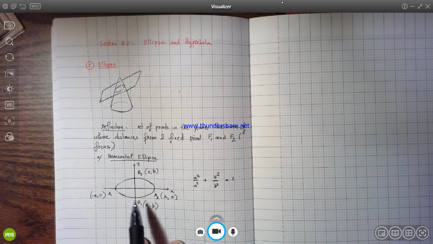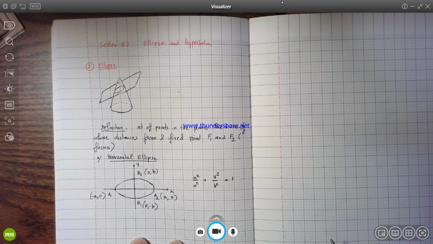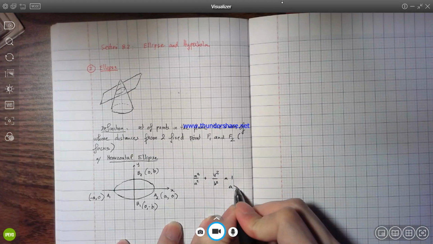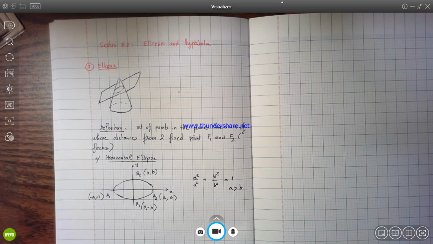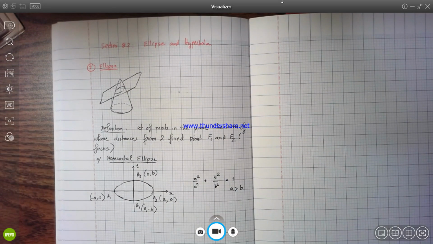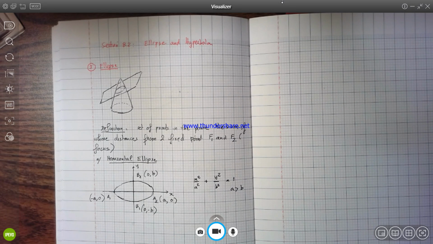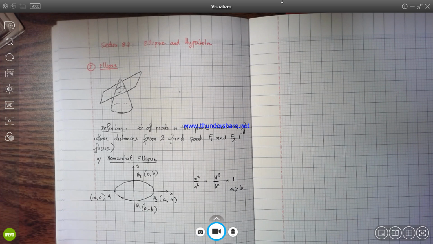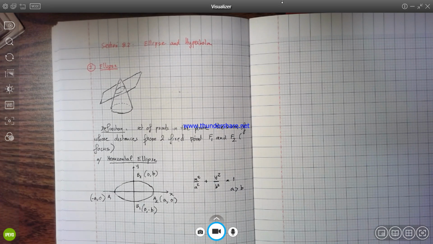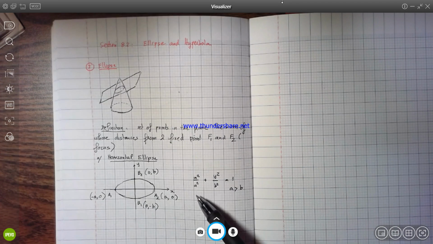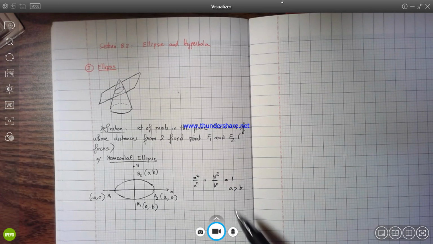Okay. So if you look at the picture right here, you see obviously that A is greater than B. Every time you have a horizontal ellipse, we know A1, A2 is greater than B1, B2. Even though it's just a name, you can name everything you want, but in this case, because I named this A1, A2, A must be greater than B. A is the value under X, and B is the value under Y.